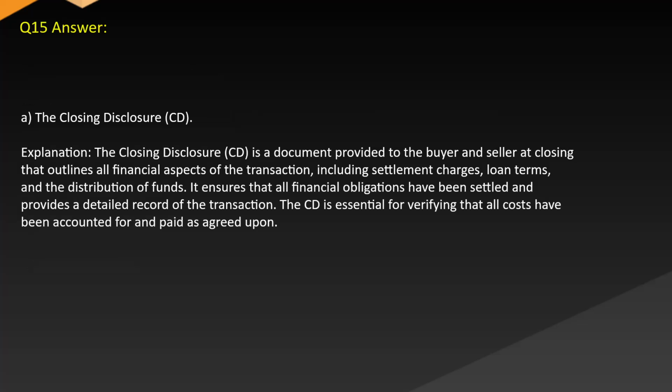Answer: A. The closing disclosure, CD. Explanation: The closing disclosure, CD, is a document provided to the buyer and seller at closing that outlines all financial aspects of the transaction, including settlement charges, loan terms, and the distribution of funds. It ensures that all financial obligations have been settled and provides a detailed record of the transaction. The CD is essential for verifying that all costs have been accounted for and paid as agreed upon.